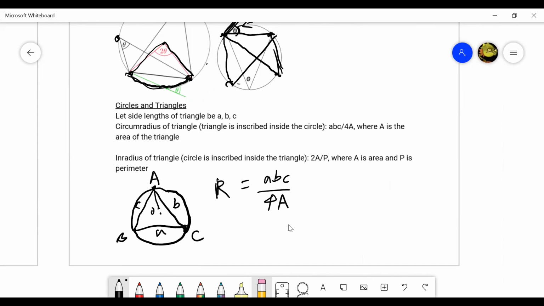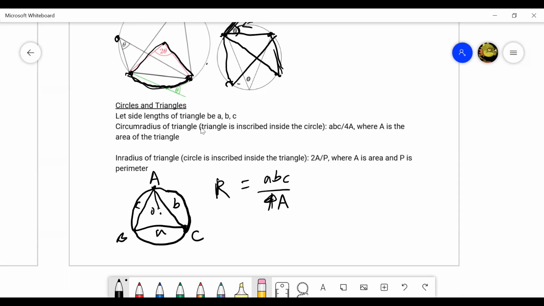Additionally, this capital A refers to the area of the triangle itself, and yeah, 4 times the area. Again, this isn't very easy to prove right now, at least. So just know that this formula exists whenever you need to find the circumradius. And I do want to note that this is usually combined with Heron's formula for the area of a triangle, which we will go over in the coming weeks. So just a side note.